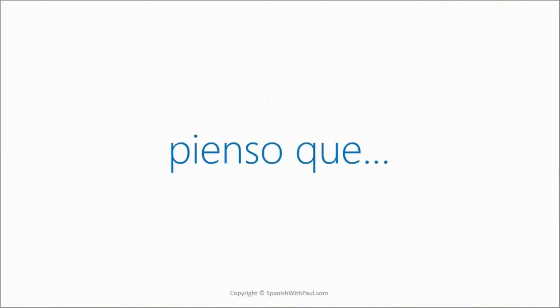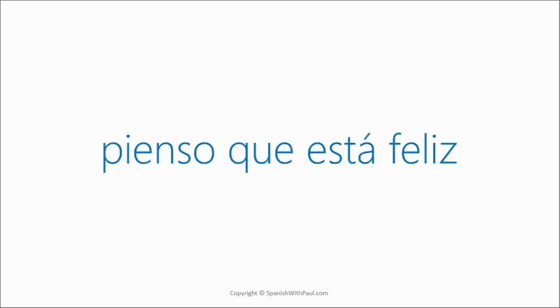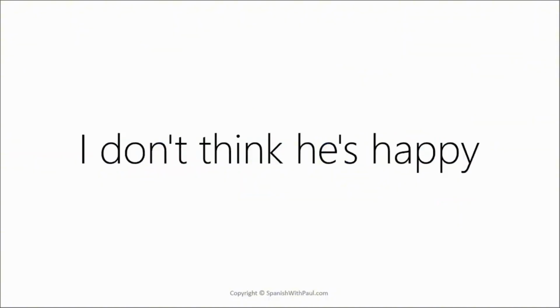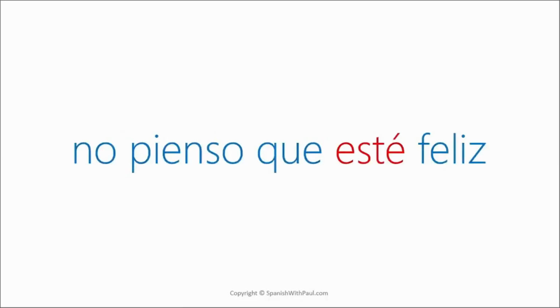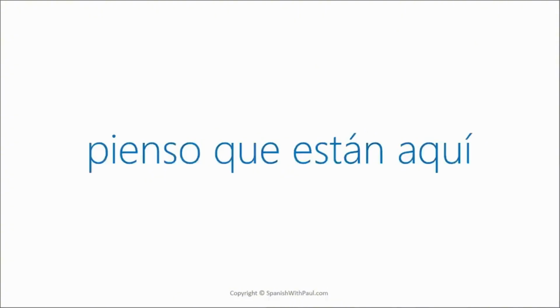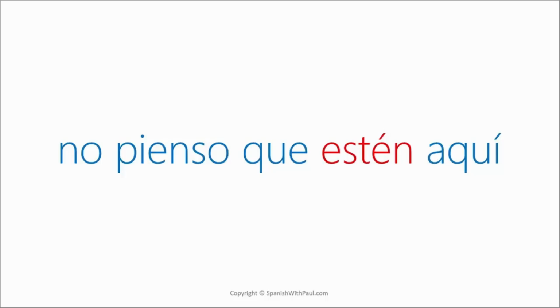We'll begin with pienso que. So, how would you say, I think he's happy? Pienso que está feliz. I don't think he's happy. No pienso que esté feliz. Here you have the no on the negative side triggering the subjunctive. I think they're here. Pienso que están aquí. I don't think they're here. No pienso que estén aquí.